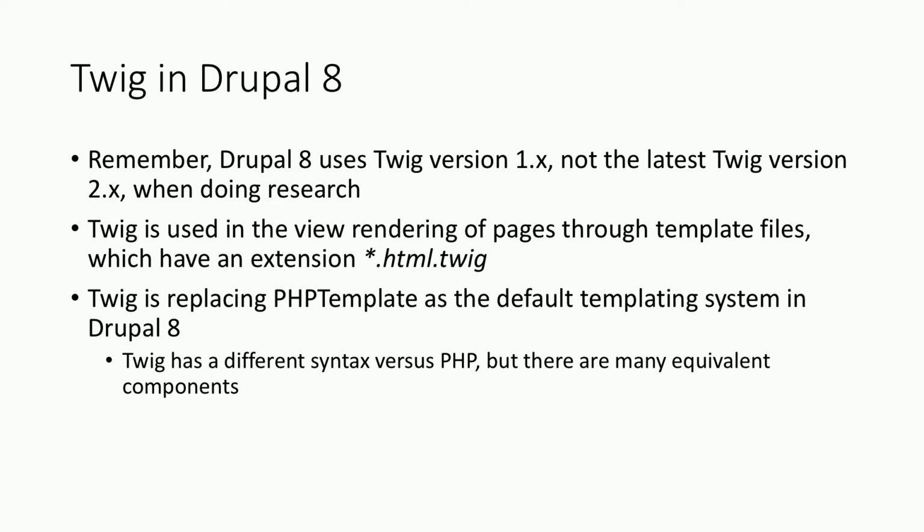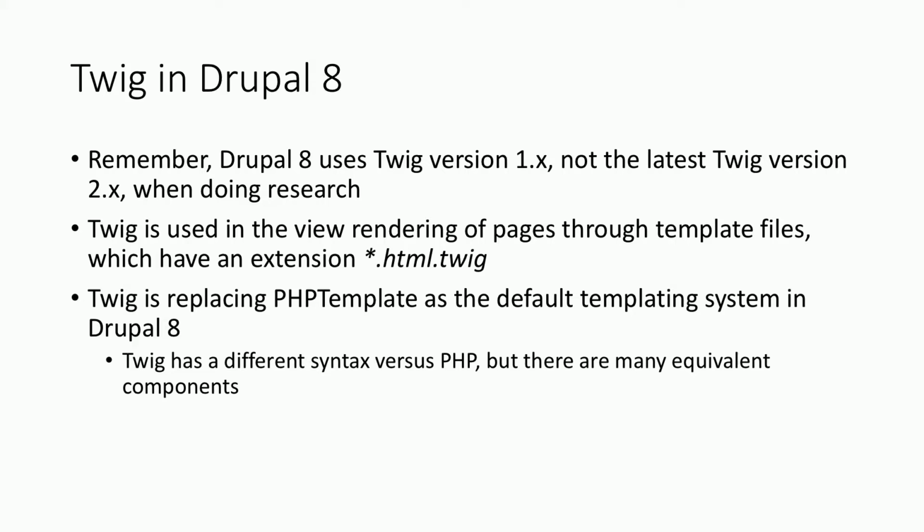Twig in Drupal 8. If you're searching online, if you're trying to find out something about Twig, you get to the Twig website, probably it's going to default you to the latest version of Twig 2. Drupal, at least in 8.4, is using version 1 of it. So if you're on their website and you see something that'd be super cool, just double check that you can use it, because Drupal 8.4 is using Twig version 1.x.